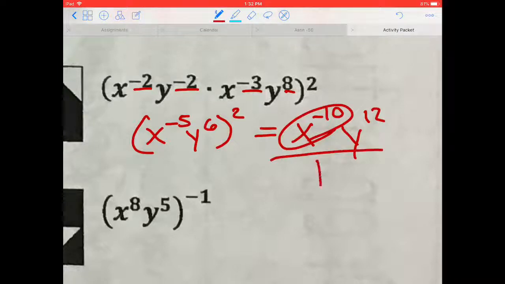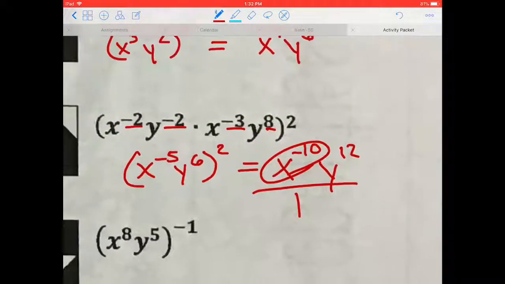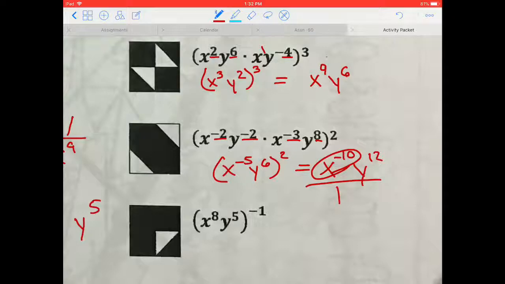Now I'll cross the line and change the sign. I'm running out of space. Here, I'll put the answer up here. Y to the 12th stays in the top. X to the 10th moves below.